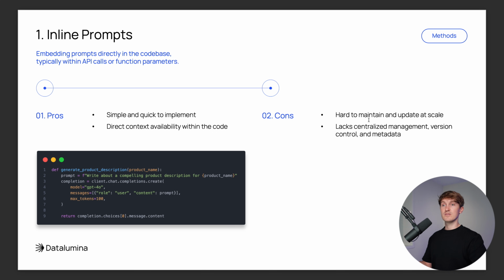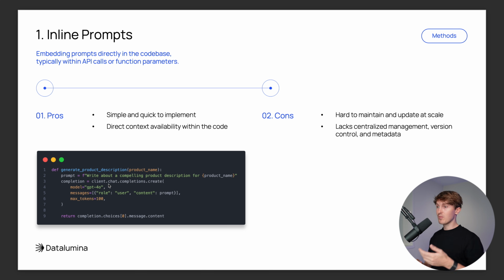But then some cons. It's hard to maintain and update at scale. It lacks centralized management, version control, and metadata. When you look at this prompt as is, it's very straightforward, right? But in production environments, especially when your application gets more complex, prompts are often not as simple as this quick one-liner. Usually they can get at least a couple of sentences or paragraphs to give more context.